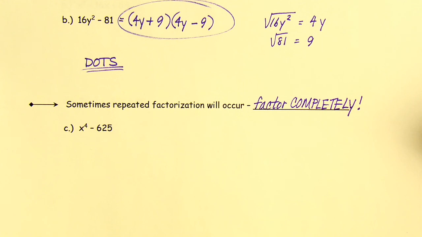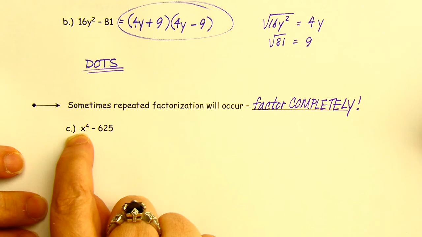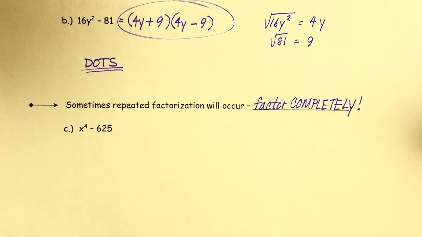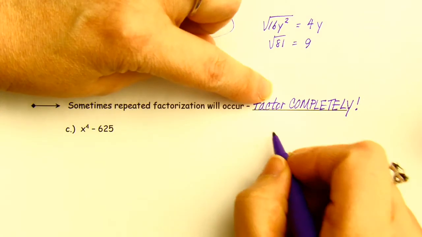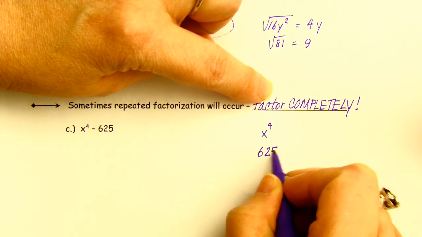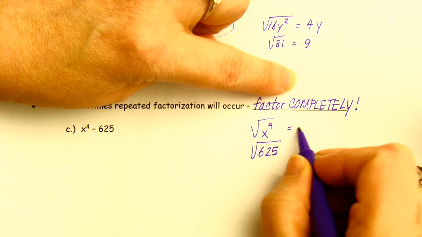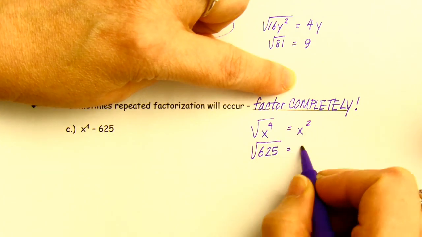Had you memorized those math facts, you would know that the square root of 625 is 25. Recall from class and from video lessons that any even power on x is a square because it's divisible by 2. So x to the power of 4 is a square. 625 is a square. Take the square root of each. You're going to get x squared here, and you're going to get 25 here.